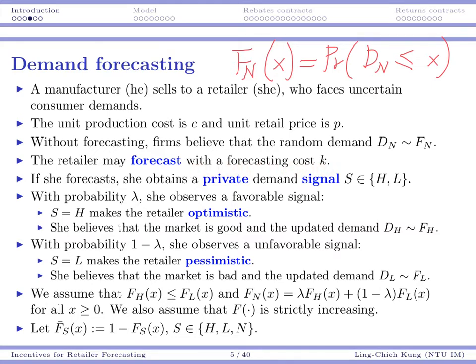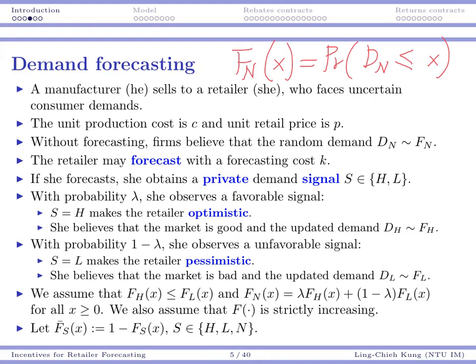That means if you do forecasting, you pay the forecasting cost K, and then the retailer will obtain a private demand signal denoted as S. S may have two values, either H or L. H means something that is optimistic, and L means something that is pessimistic. We will say that it's a high signal or a low signal. It's something like a market survey: you randomly select 1,000 potential consumers and ask them, how do you like this product or not? And then, according to their responses, you make some conclusions about whether the market condition is good or bad.